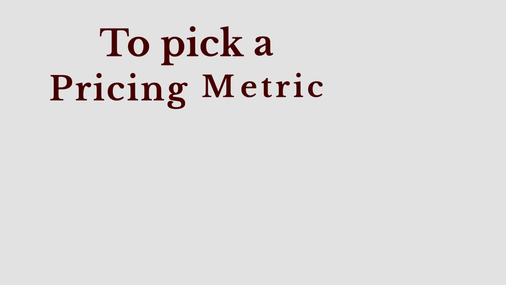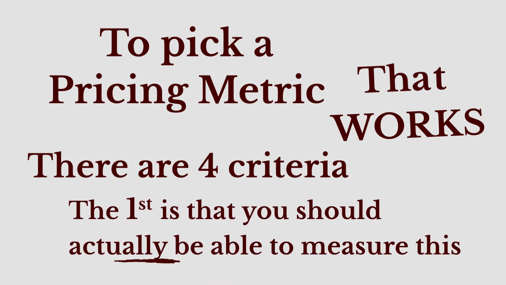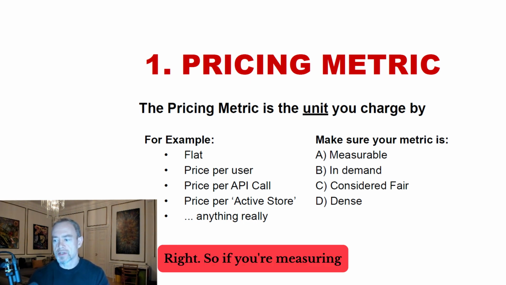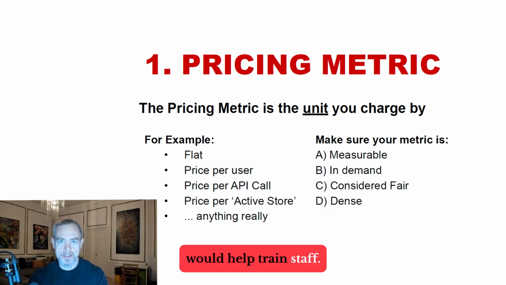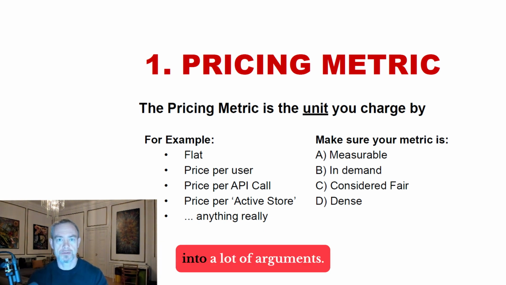And to pick a pricing metric that actually works, there are sort of 4 criteria here. The first is that you should actually be able to measure this. That means that you should be able to operationally measure it, you should be able to legally measure it, and so forth, right? So if you're measuring your customers' satisfaction with the product, how would you measure that? Or I've seen people trying to measure money saved on training staff because the software would help train staff, right? But you're working with scenarios of what would it have cost if we didn't have the software and so forth.